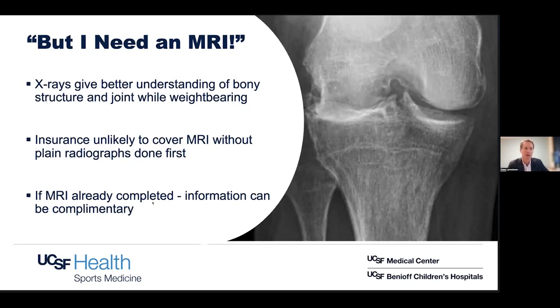And then sometimes people come and they already have had an MRI, and I will still look to get X-rays because that information is complementary. With the MRI, you're supine, you're laying down, non-weight bearing. It gives you great imaging of the cartilage, meniscus, and ligaments, but doesn't always tell you the whole story of how that knee is responding to load. So I would still push for these even with hesitation.